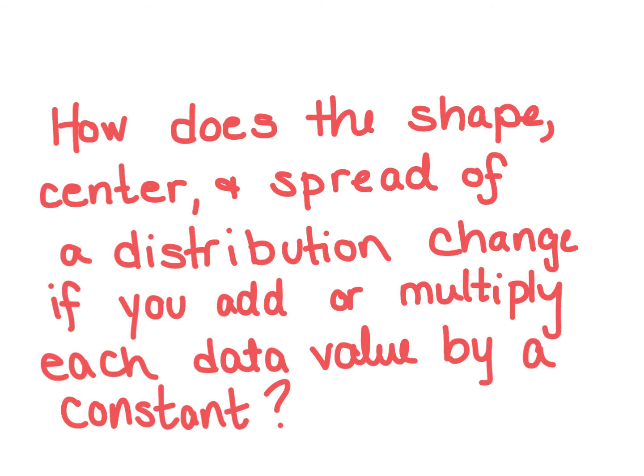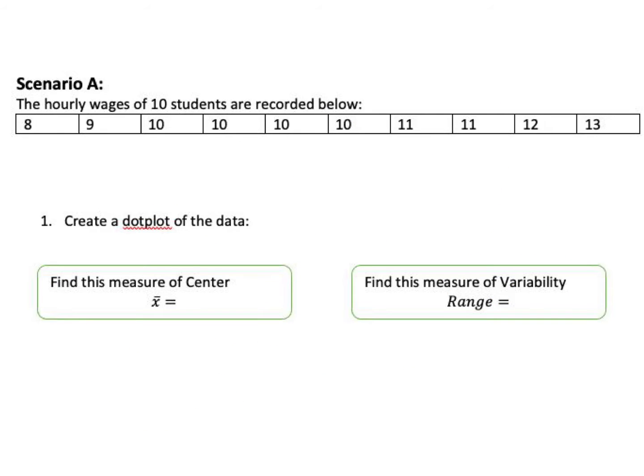In this lesson, you're going to examine how the shape, center, and spread of a distribution change if you add or multiply each data value by a constant. To understand this, we're going to explore 3 scenarios. So I encourage you to pause the video and work out these things on your own. Hit play when you're ready to check your answers.